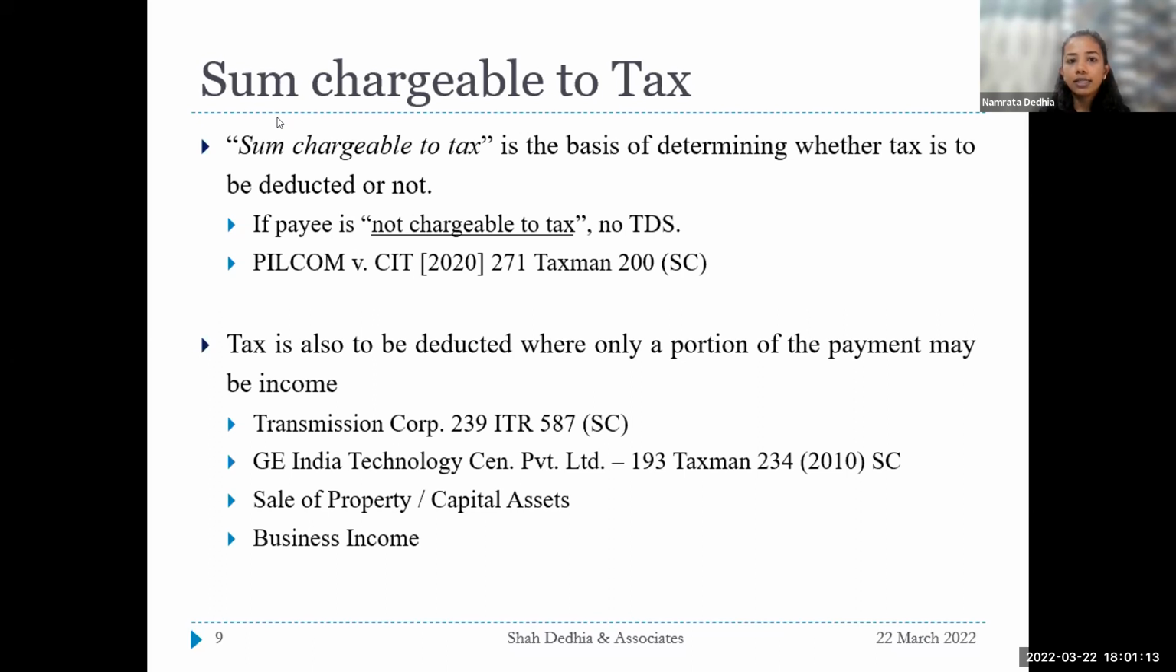Okay, there are 2-3 questions here which I'll take. Since the literal interpretation is going beyond the Supreme Court decision of PILCOM, if someone doesn't deduct TDS since there was no sum chargeable to tax, what would be the consequence?